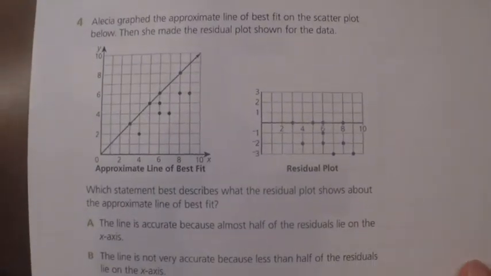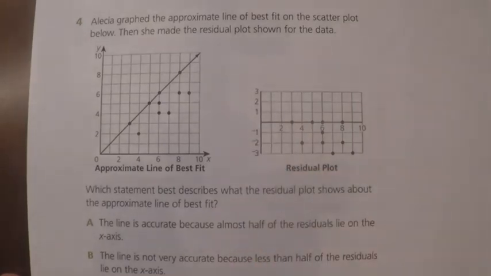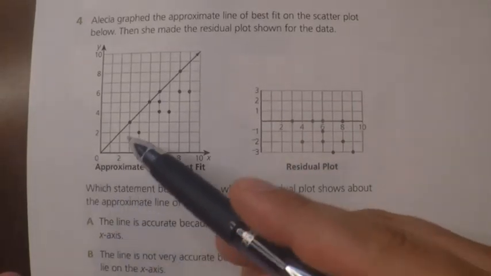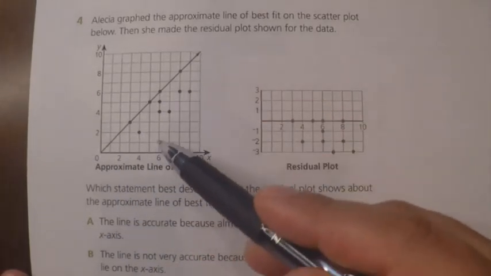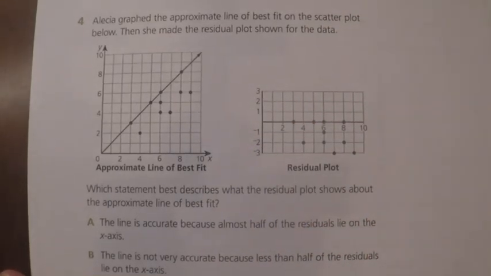So question 4 says, Alicia graphed the approximate line of best fit on the scatter plot below, then she made the residual plot shown for the data. So if we take a look at this line of best fit, first thing to notice is all of the dots are either on or below the line. So it's probably not a great line of best fit because remember we want to have a few dots above or a few dots below.